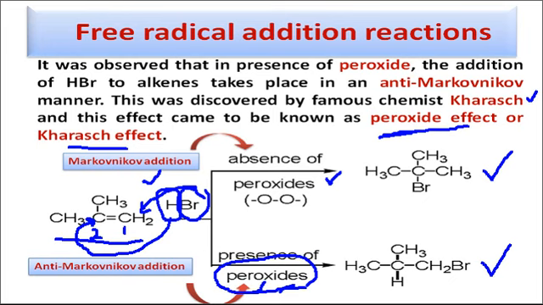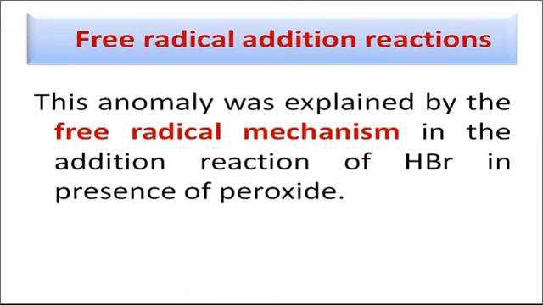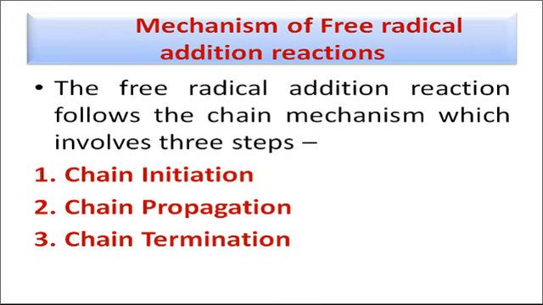Now the question comes to our mind: why does it happen so? Why does anti-Markovnikov addition take place in the presence of peroxide? This anomaly was explained by the free radical mechanism. So let us consider the mechanism of the free radical addition reaction. The free radical addition reaction follows a chain mechanism which involves three steps. First, the chain initiation step. Second, the chain propagation step. And third, the chain termination step.